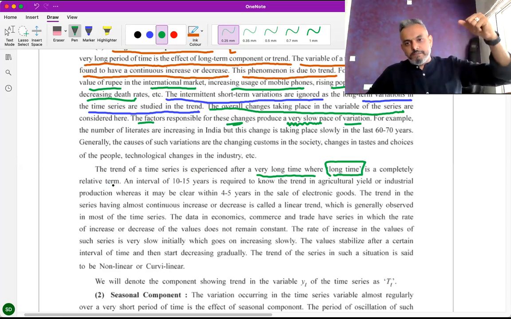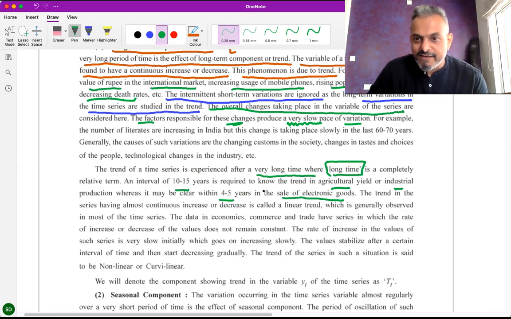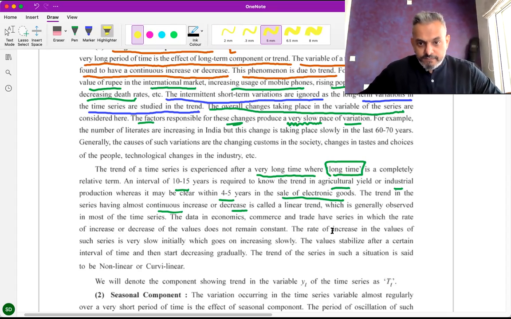Now, what is long term? It is a very relative term. It depends on the type of industry. For example, an interval of 10 to 15 years is used to know the trend of agricultural yield or industrial production, whereas for sale of electronic goods, a trend of 4 to 5 years is also considered a long trend because technology changes in the wink of an eye. It changes very fast. So the trend in a series having almost continuous increase or decrease is called linear trend.